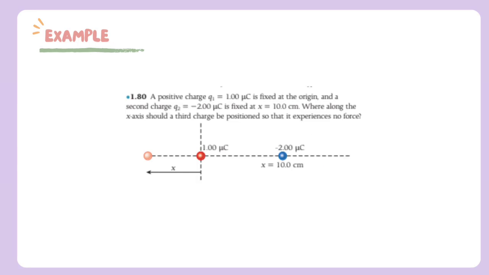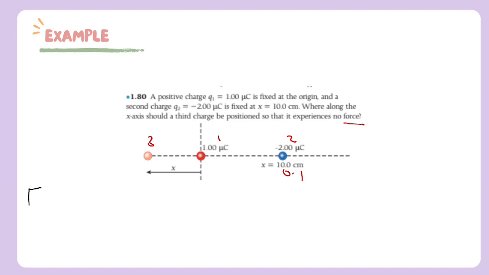That's all. A positive charge Q1, which is 1 microcoulomb, is fixed at the origin, and a second charge Q2 equals negative 2 microcoulomb is fixed at x equals 10 centimeters, so 0.1 meters. Where along the x-axis should a third charge be positioned so that it experiences no force? So let's say this is Q1, Q2, and Q3, and we want to place Q3 at a point where there isn't any force on it.